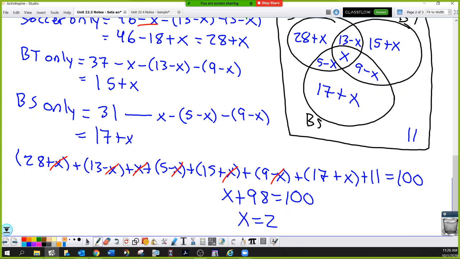That means that 2% of people play all 3 sports. Now you can do the big scary Venn diagrams in that homework assignment.